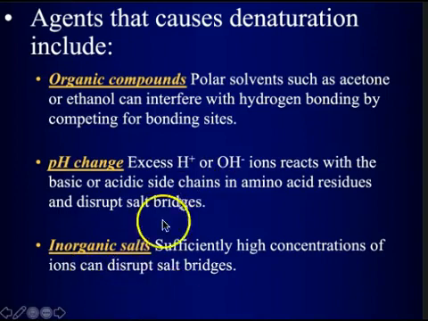Lastly, our inorganic salts. Sufficiently high concentrations of ions can also disrupt those salt bridges. So you put a lot of salt onto something and it can disrupt all of those bonds as well, since they are also charged.